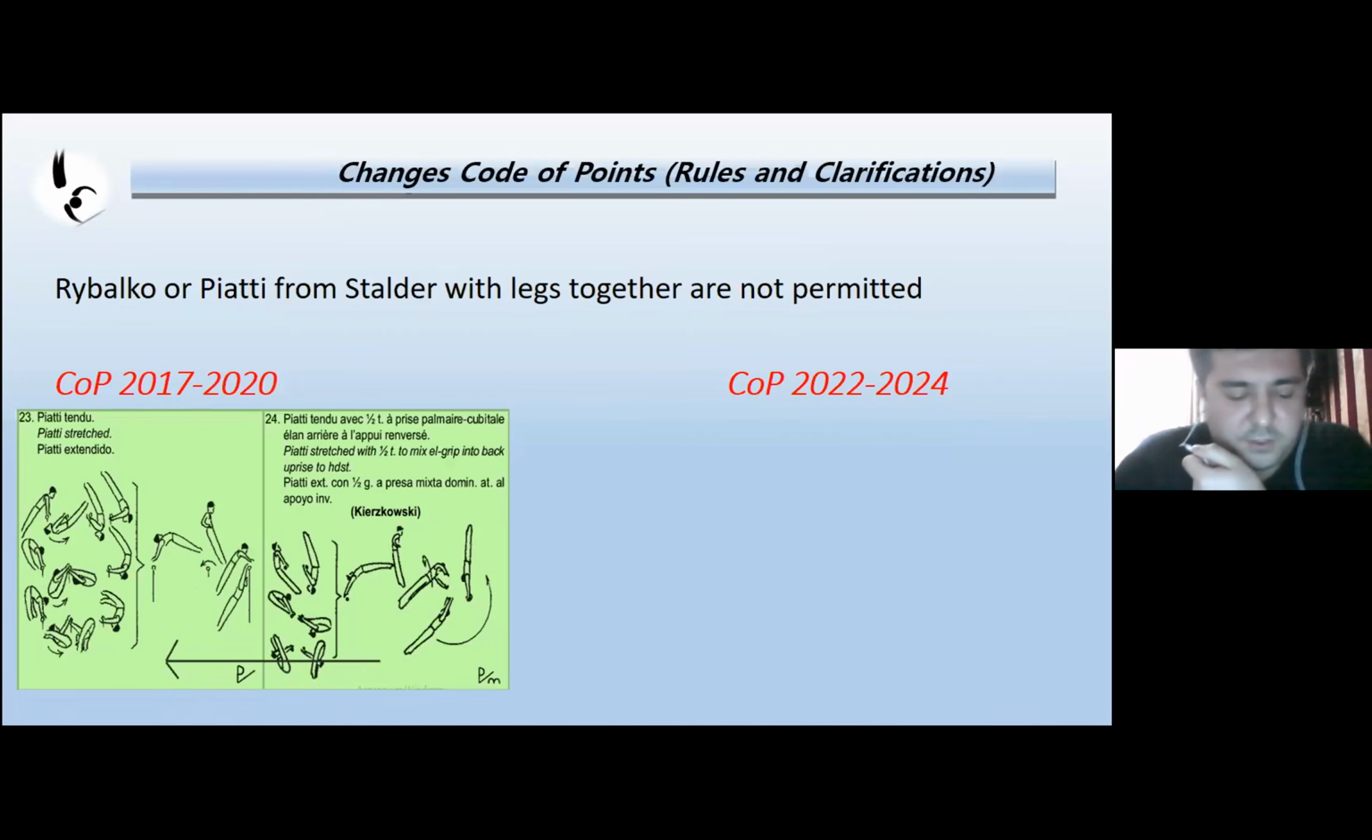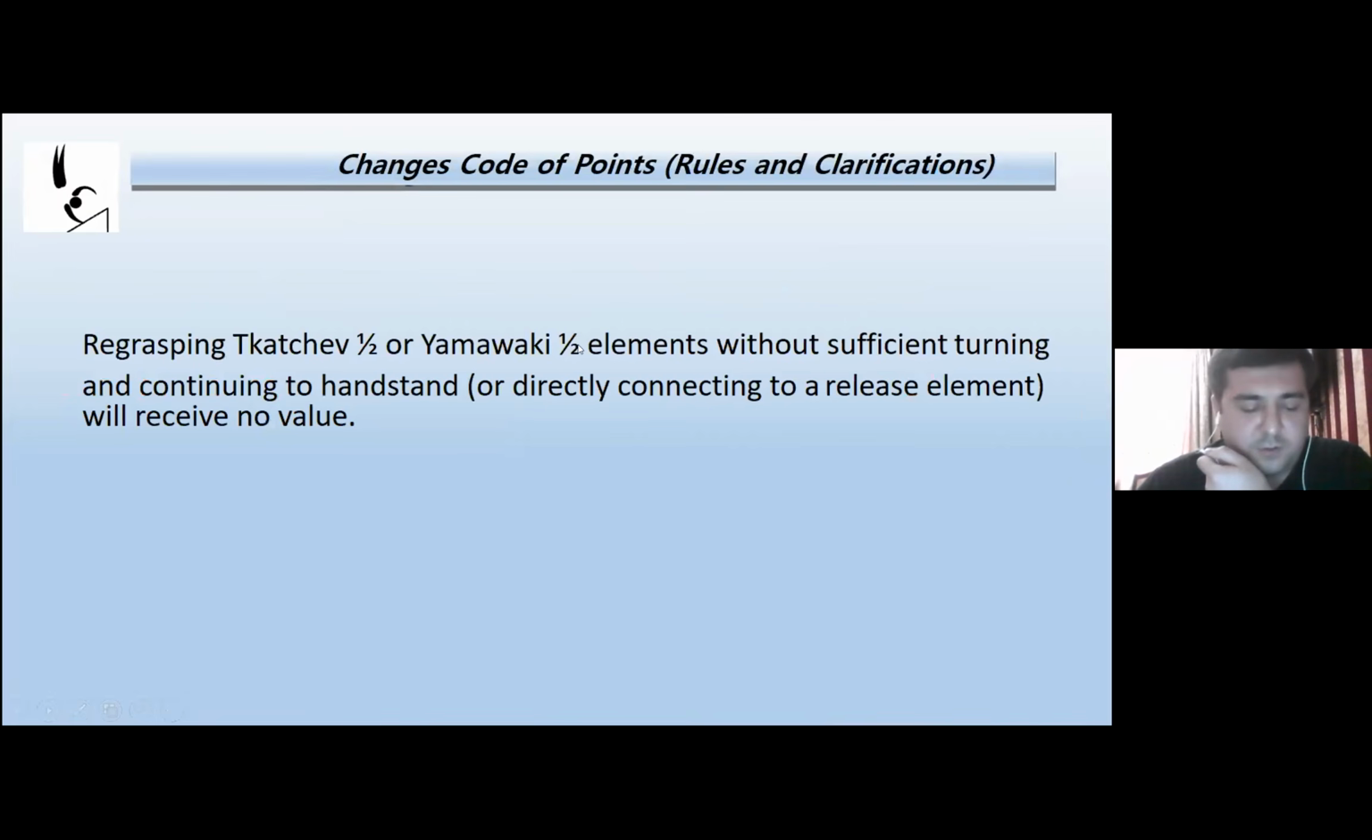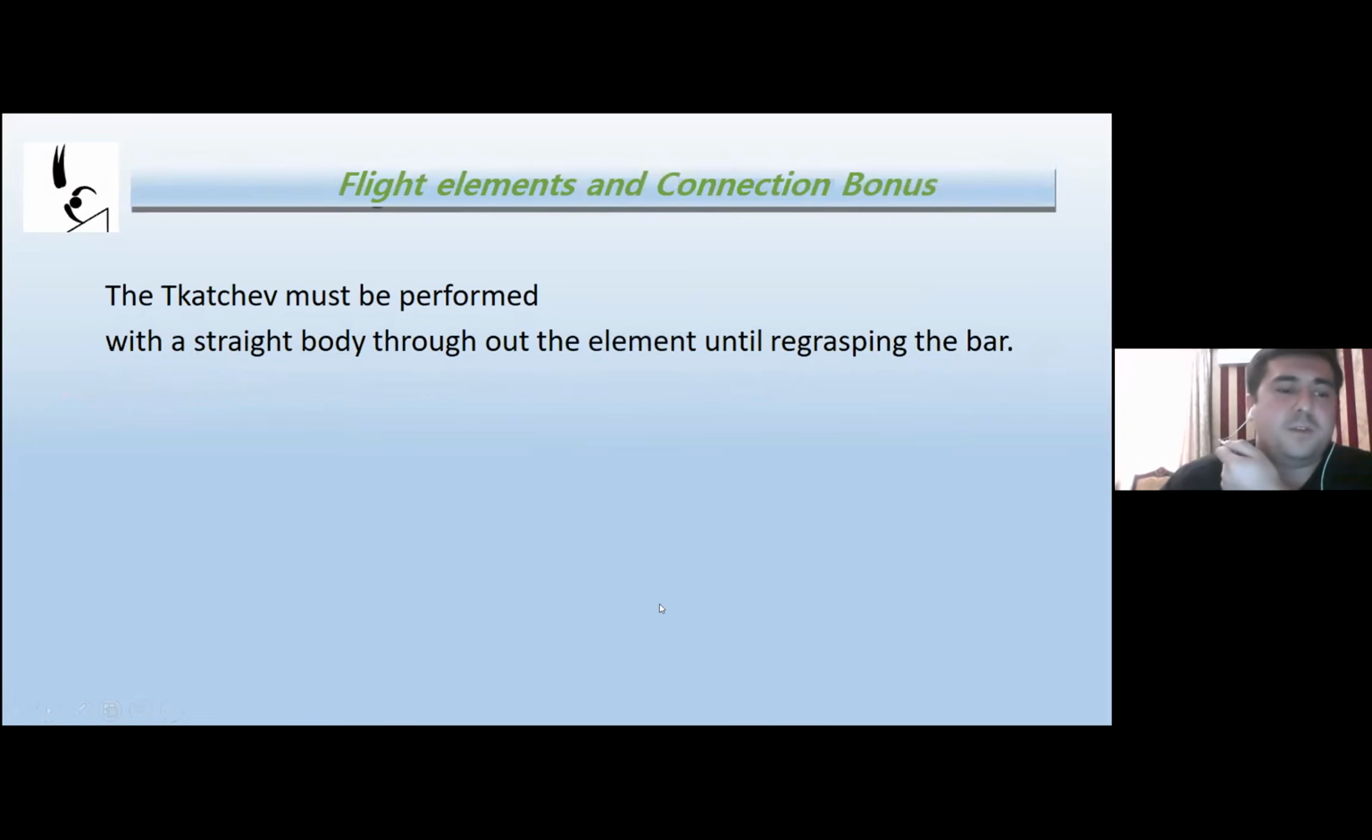What about elements Ribalko or Piatti from Stalder with legs together? They are not permitted. In the new table variation, Stalder with legs together is not included. We can see it on the picture. New in the rules, Mitkachov half turn or Yamawaki half turn elements without sufficient turning that continue to handstand or directly connect to a release element will receive no value. Next slide.